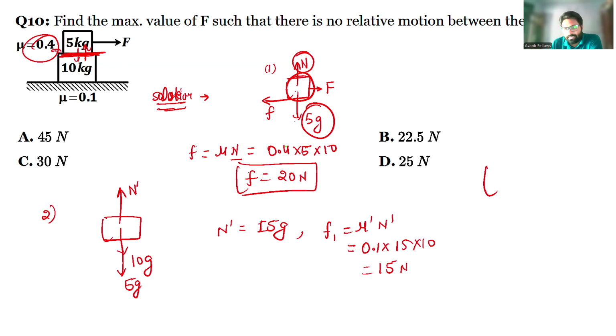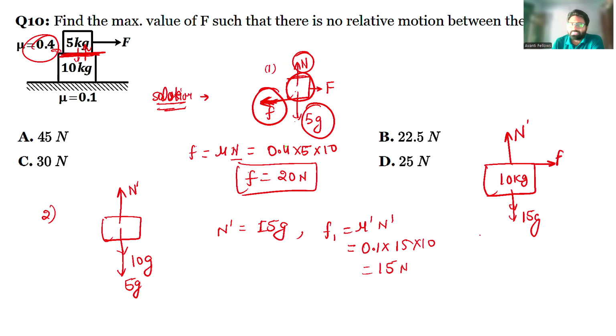Now, if you draw the forces on this 10 kg block, this is the gravitational force, let's say 15G total, because the 5 kg block was also placed on it. This is the normal reaction N dash. As the upper block has friction in the backward direction, according to Newton's third law, this action has an equal and opposite reaction. That is why this force is coming out in the forward direction. Or this block tries to move the lower block with itself. So that is why it is pushing itself in the backward direction.